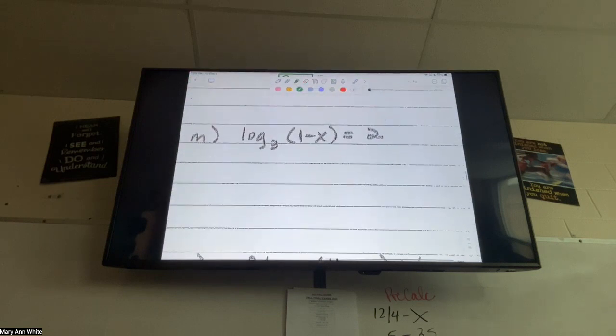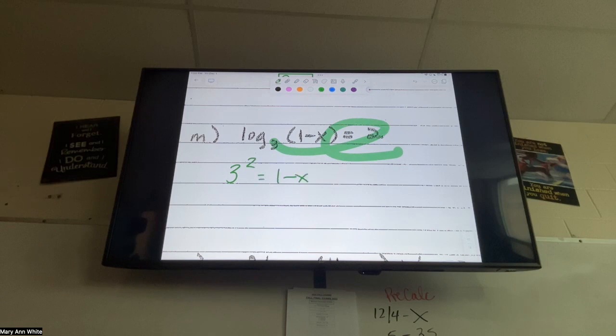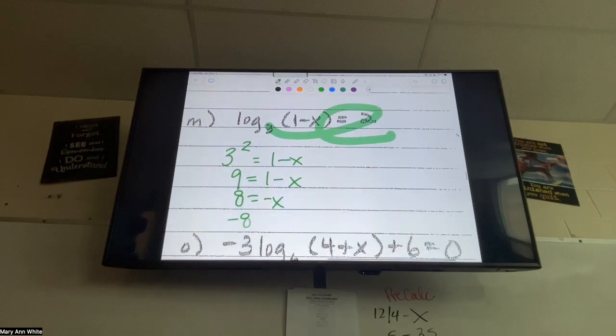Log roll that. What do I get when I log roll? Good. Like that looks like an 8 to you. Let's pretend it's a 3. It'll just make the answer a little bit better. 3 squared equals 1 minus x. We know 3 squared is 9. Minus 1 from both sides. Divide by -1. -8 equals x.